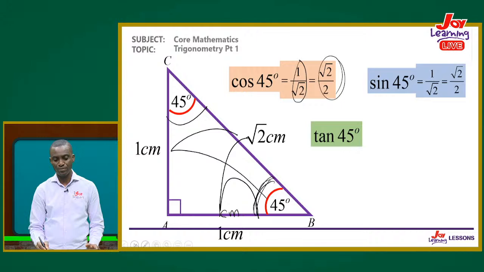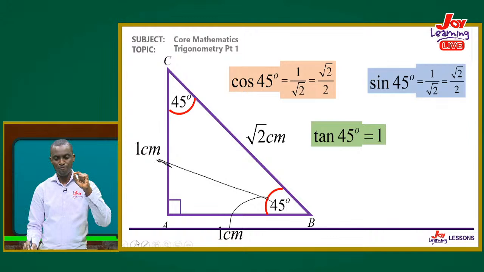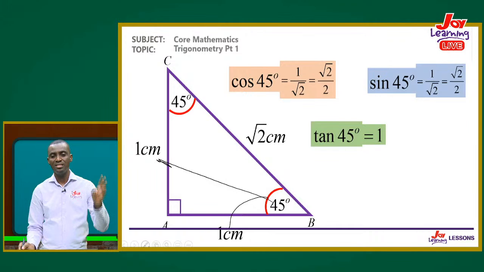Then tan 45, what do we have there? That is opposite over adjacent. Opposite of 45 is 1. Adjacent also is 1. So 1 over 1 will give you 1. And you can try that on the calculator. When you punch tan 45, you get 1 as your answer. So these are the fundamental angles that we use in trigonometry: the 30, the 60, the 45.